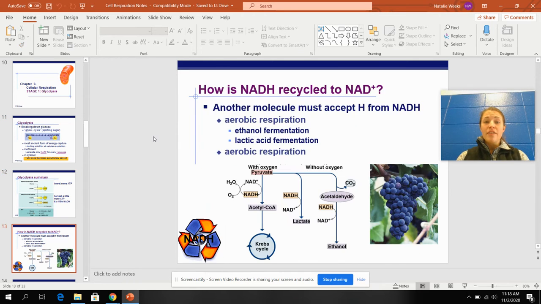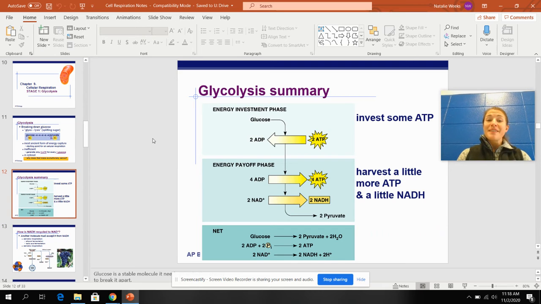So the glycolysis summary is we have to invest a little bit of ATP. If you've ever heard the old adage, it takes money to make money, right? You have to invest a little bit of ATP. So with our glucose, it takes energy to actually break that molecule. But in the next phase of glycolysis, we get some energy payoff. So if we're putting in 2 energy dollars, we're getting out 4 energy dollars. And we're also getting 2 NADHs. So that is a reduced molecule because we've added a hydrogen to it, and we've made 2 pyruvates.